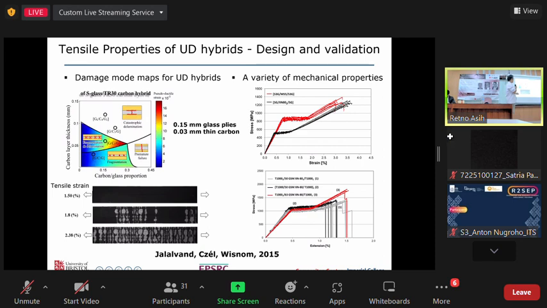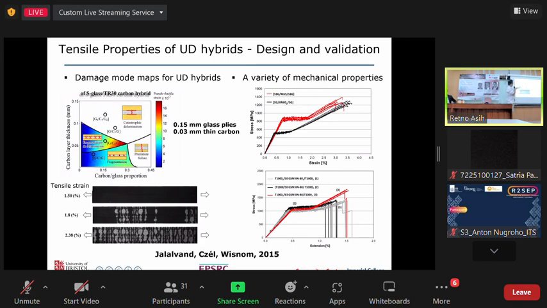So this is an example of an experiment and also an analytical method that Dr. Jalalpour, Dr. Zuzal and Professor Wisdom in our team developed. This is a kind of damage mode map. Based on this damage mode map, we can design our material based on the stiffness ratio or strain ratio between the high strain and low strain material, and also the thickness ratio. So preferably we would like to be in this area.